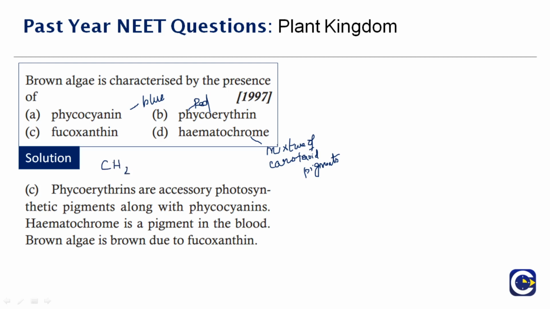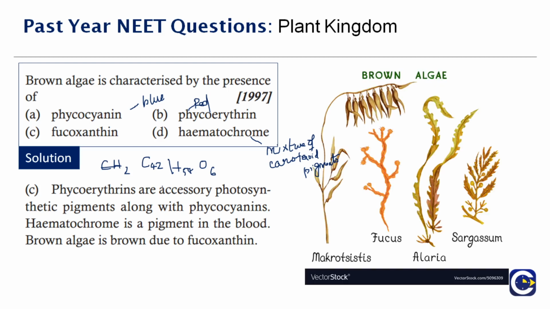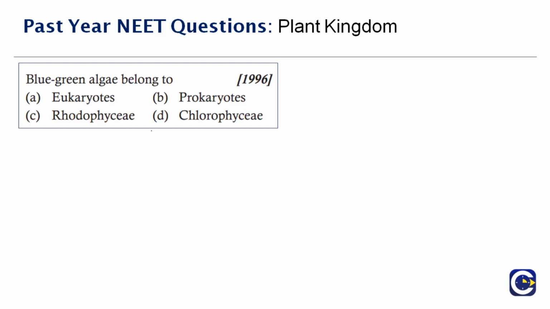Sorry, it is C42, H58 and O6. So this is how you represent fucoxanthin. Fucoxanthin has a formula of C42, H58 and O6, and it is found as an accessory pigment in the chloroplast of the brown algae. Therefore, the correct answer to this question is option C, fucoxanthin. To your right side, you can see the different brown algae that are present in the environment. Fucus, alaria, sargassum, these are examples of brown algae. Now, let's move to the next slide. Look at this question here.